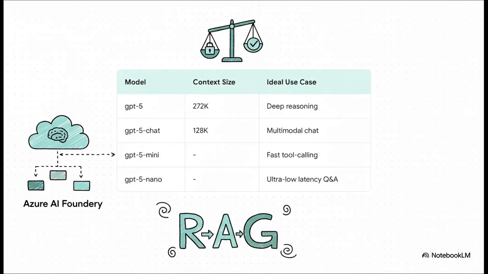But it's not just one model, right? It's a whole family. You've got the flagship, GPT-5, for that heavy-duty reasoning. Then there's Chat for your multimodal conversations. Mini is perfect for quick, efficient tool calling. And Nano is what you use when you need an answer right now. Choosing the right tool for the job is going to be a huge part of the test.